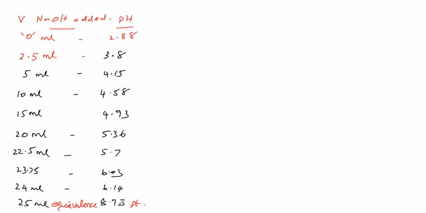Therefore, we got pH greater than 7. Next, let us continue adding sodium hydroxide solution. We have reached 26 ml. That means so far we have added 26 ml of sodium hydroxide solution.